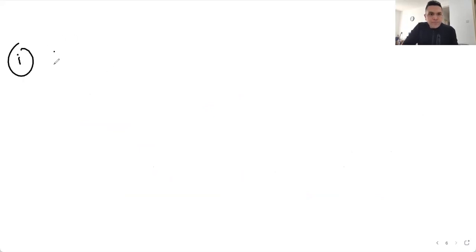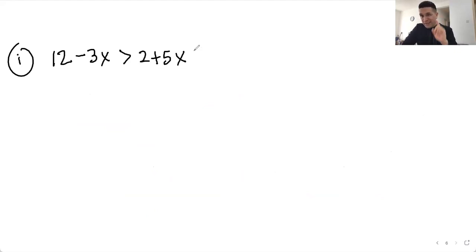We have 12 minus 3x greater than 2 plus 5x. Again, we just look at it as a regular equation. We follow those steps. If we encounter that we have to divide or multiply by a negative number, then you have to change the direction of the inequality sign.